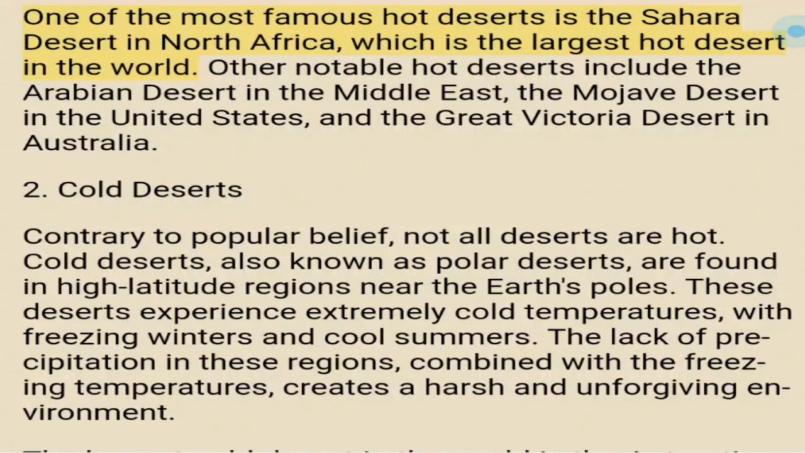One of the most famous hot deserts is the Sahara Desert in North Africa, which is the largest hot desert in the world. Other notable hot deserts include the Arabian Desert in the Middle East, the Mojave Desert in the United States, and the Great Victoria Desert in Australia.